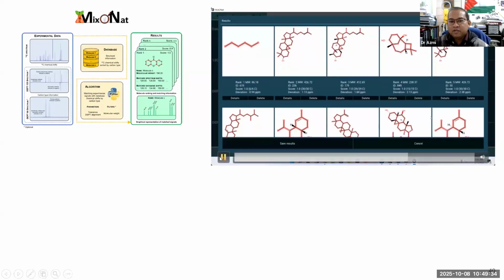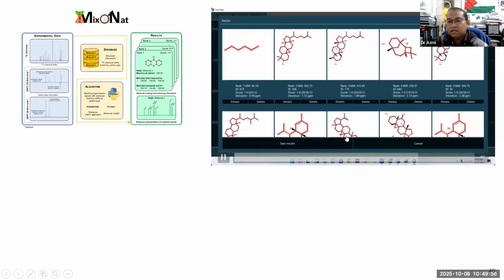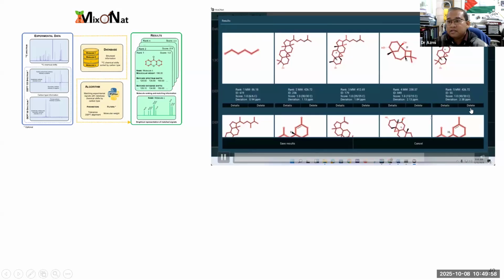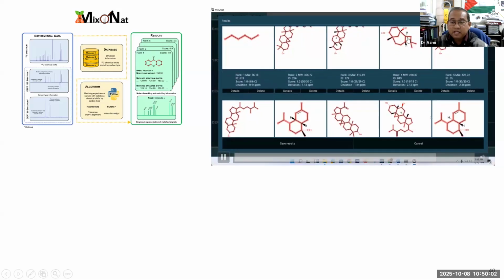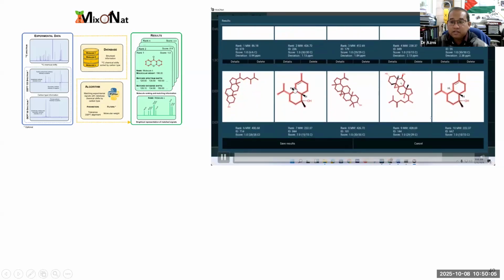So for example, if you see clearly, the rank, the first one. If you see score 10, it means 100% match. So among 30 carbons, it says all 30 carbons are already matched with the database. For this one, this is cycloartane, this is cycloartane. What else? This is diterpenes, sesquiterpenes.